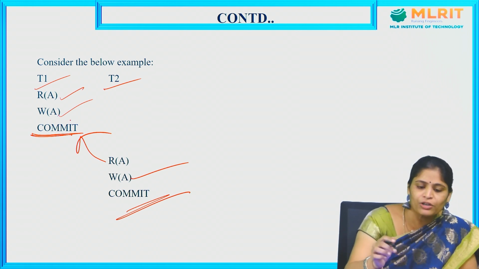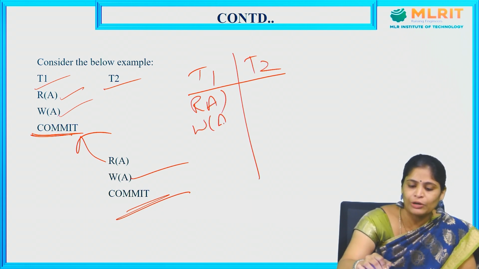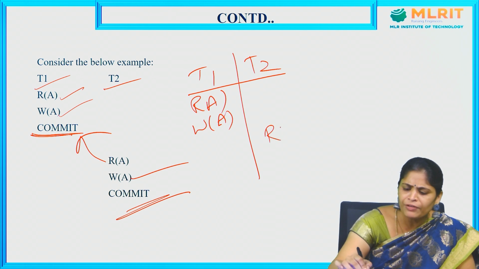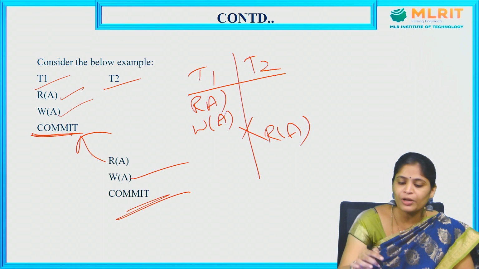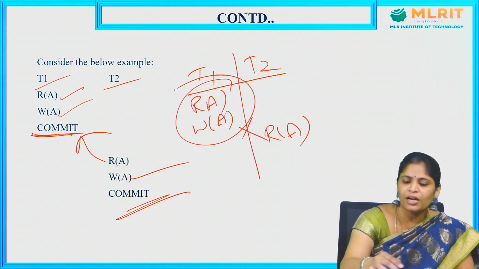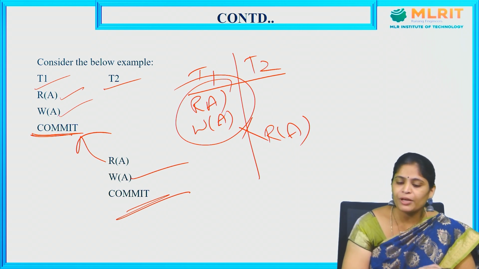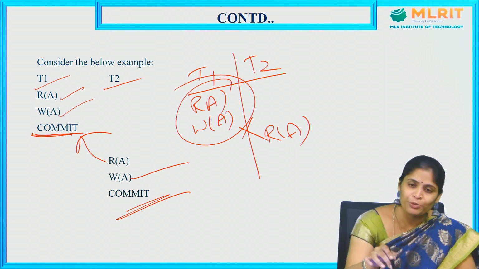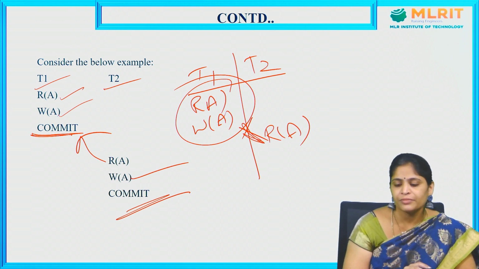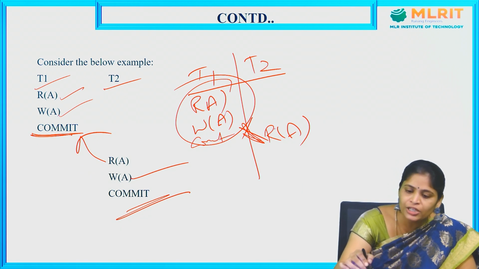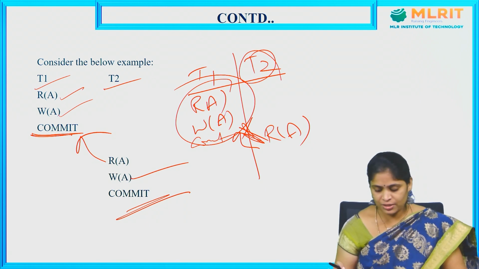If at all, let us consider this one. T1, T2, R of A, W of A, without committing, now I am going to read the data item. It will not allow. Strictly it will not allow. It will reject. Why? Because this transaction has not been committed. So here the locks will be provided, read lock and write lock, on the particular data item A. Why? Because this data is still being worked on. Work is under progress, so you must not disturb my data. Strictly it will restrict. So after commit only it will allow T2 to read this particular data item.